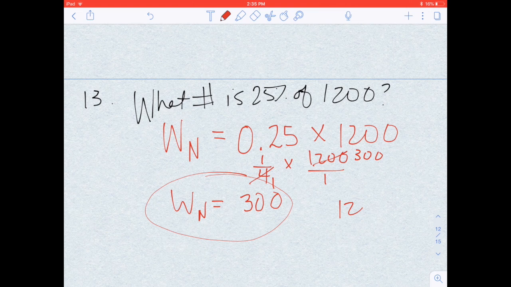Could you multiply 1200 times 0.25? Yes, you can. I'm just showing you a different way. That's a little bit easier, but this way, that works too.